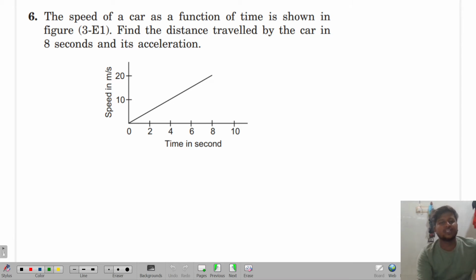Question number 6. Speed of the car as a function of time is shown in the figure. Find the distance traveled by the car in 8 seconds and its acceleration. So simple. Distance is simple or not?